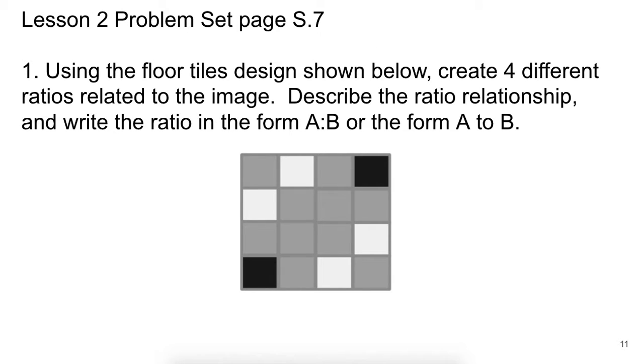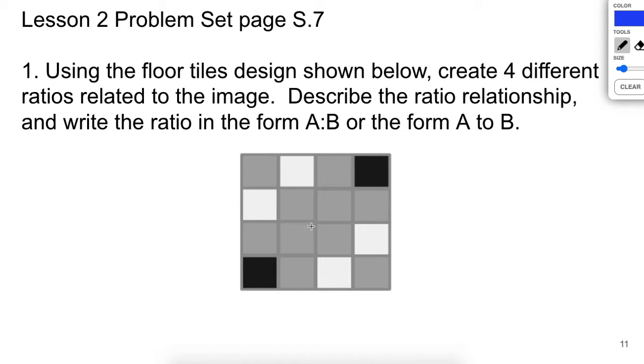So this first one, you're going to come up with some different answers. You won't necessarily come up with the same answers I will, but using the 4 tiles below, create 4 different ratios related to the image. Describe the relationship and write a ratio given these. There's lots of different ones you could do. I'm just going to come up with a couple, but you can come up with one.